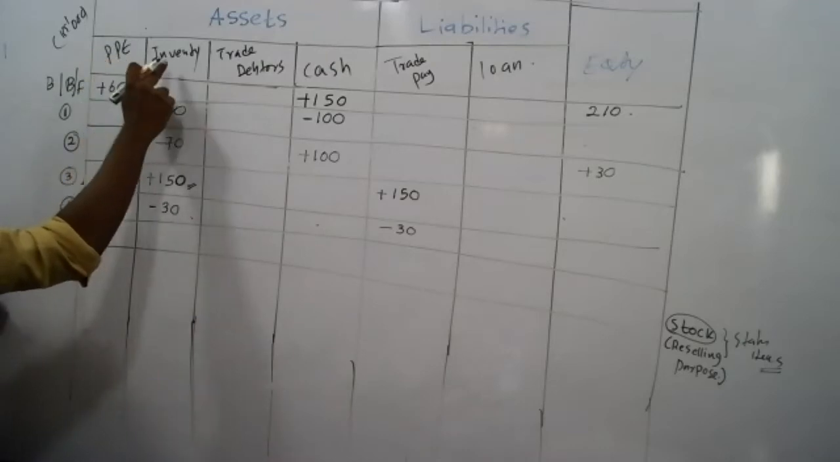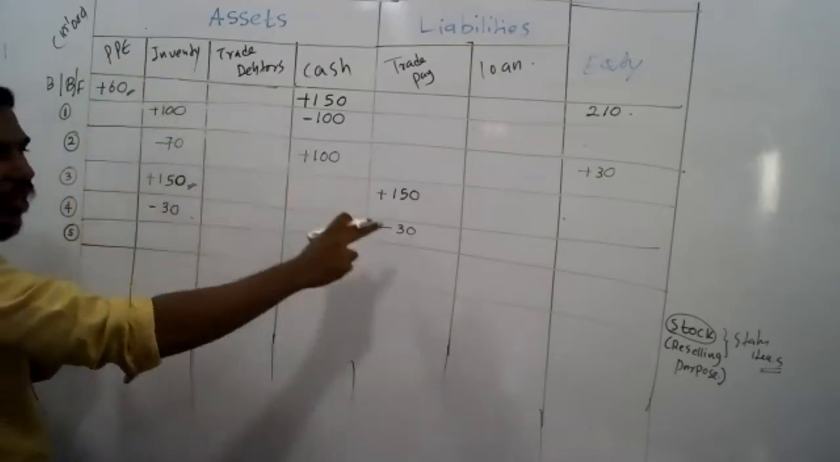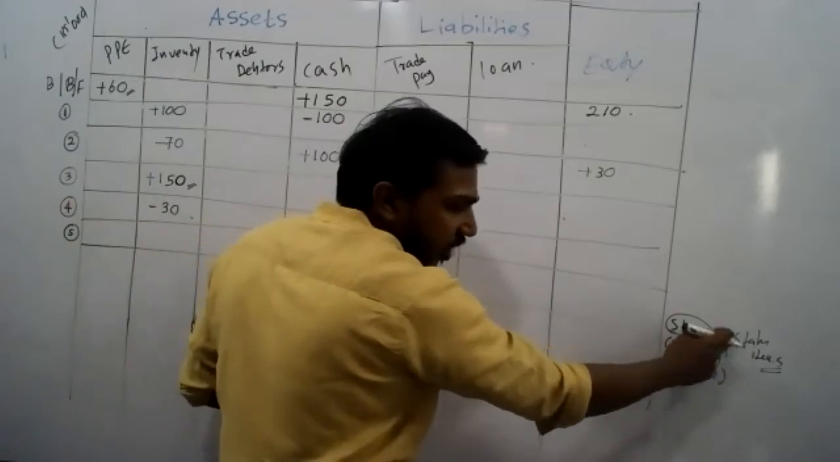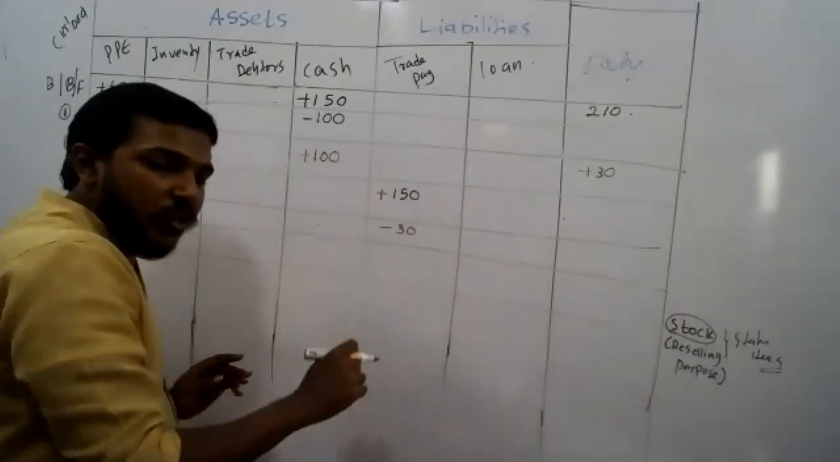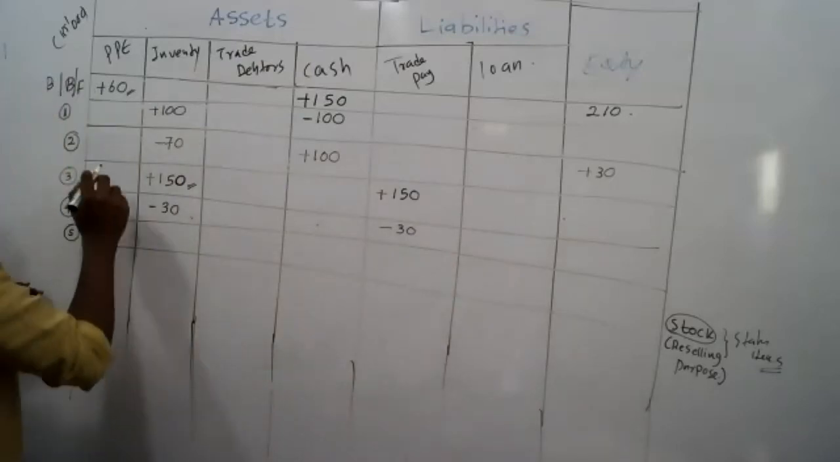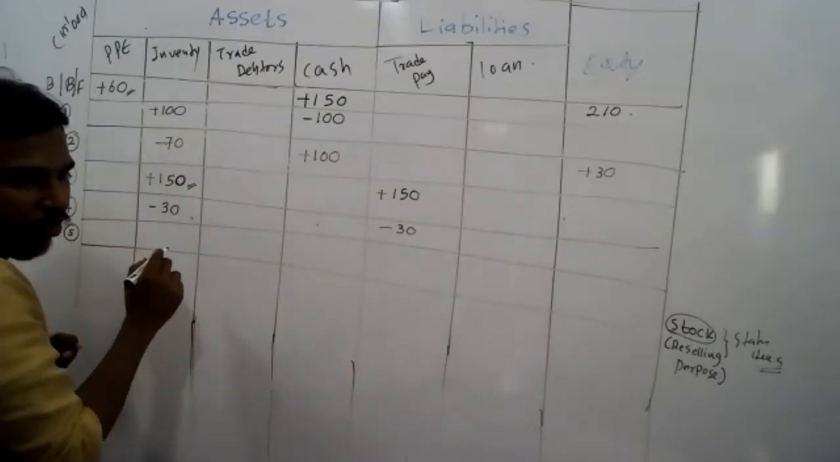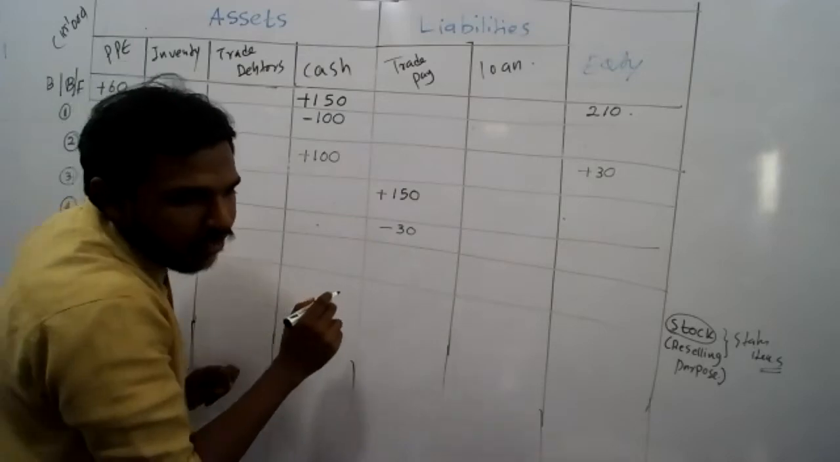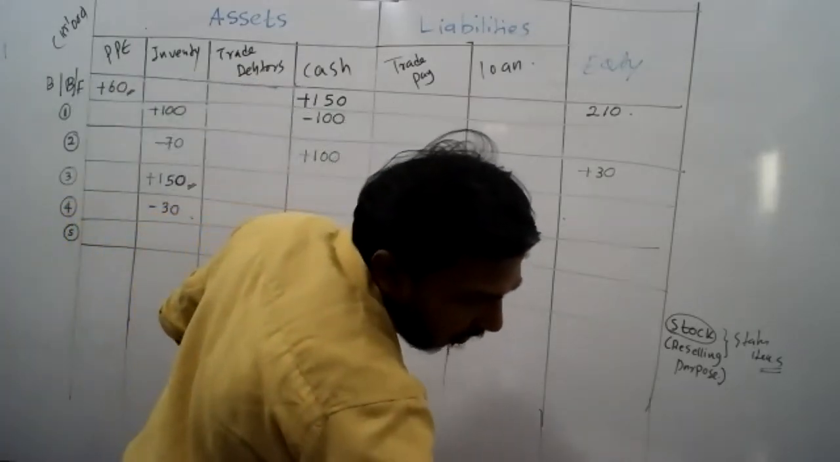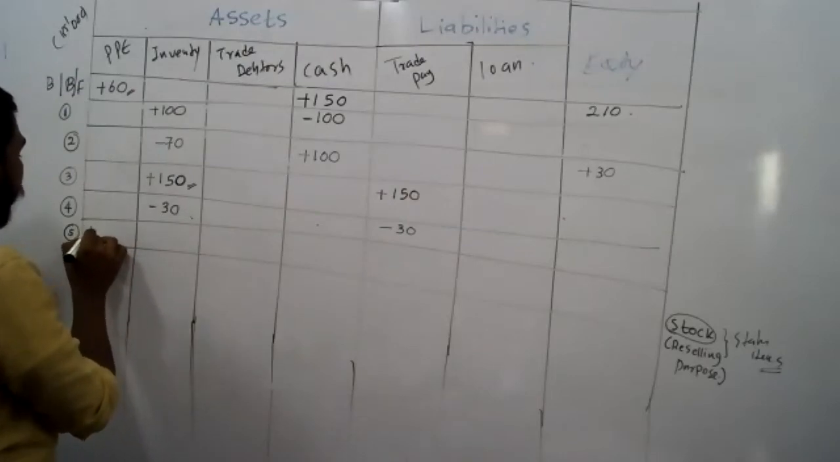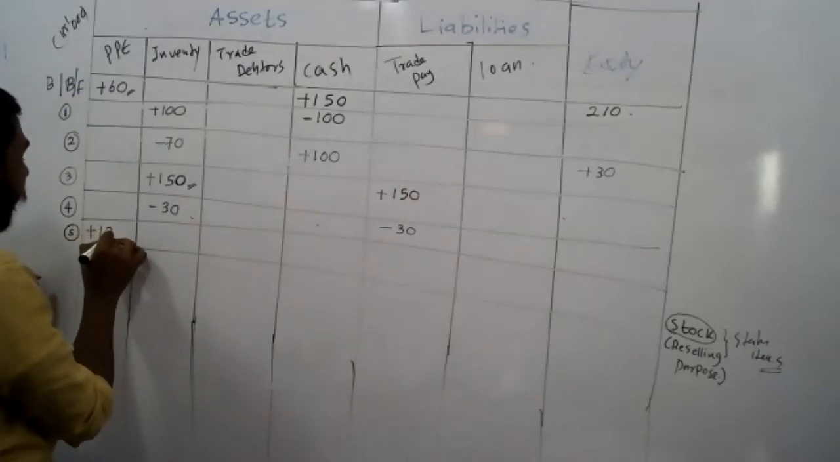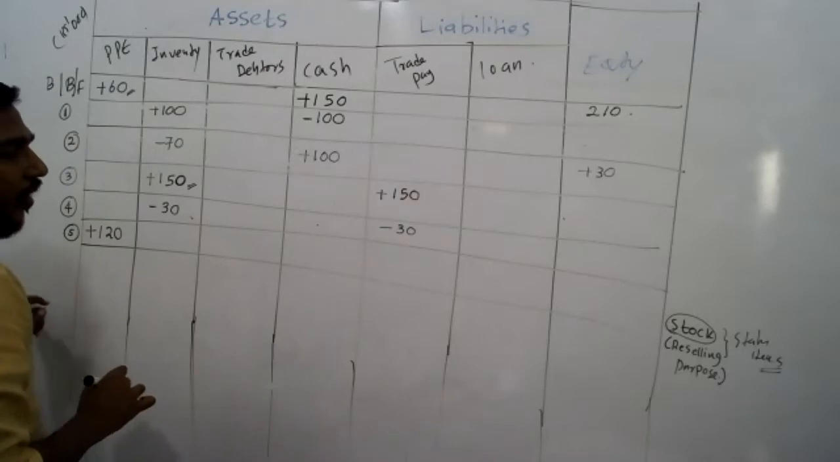You might be asking, sir, look here, why doesn't it come under inventory? Because inventory is stationery items for reselling purposes. The computer is purchased for the use of the business. So property, plant and equipment would be increased by how much? 120. Property, plant and equipment would be increased by 120. Clear?